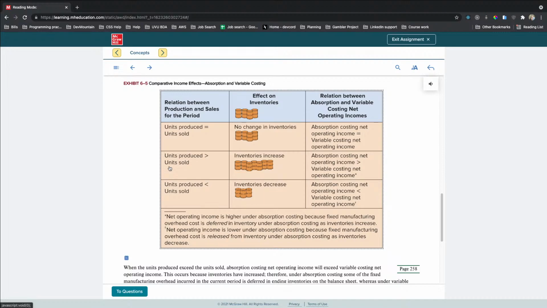They have a note here. I think this is important. Net operating income is higher under absorption costing because fixed manufacturing overhead costs are deferred in inventory under absorption costing as inventories increase. Net operating income is lower under absorption costing because fixed manufacturing overhead cost is released from inventory under absorption costing as inventories decrease.